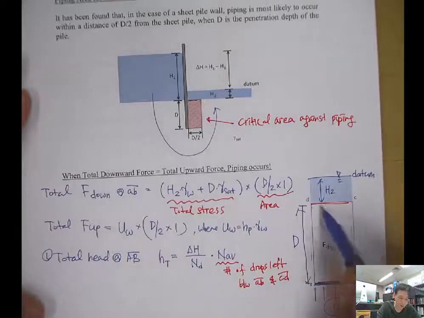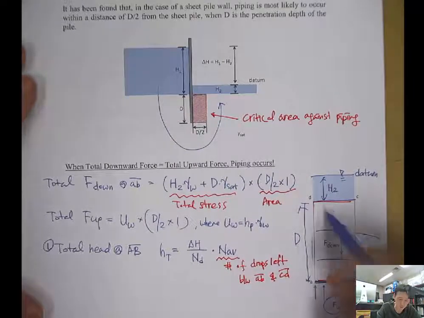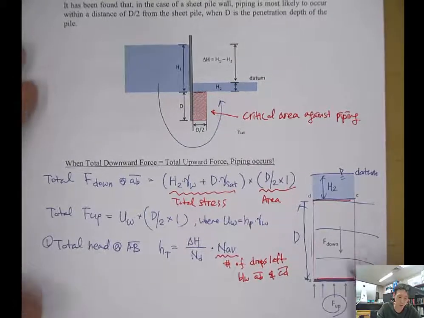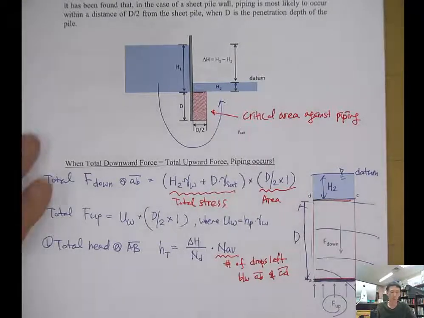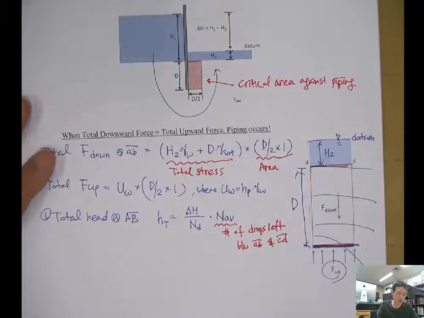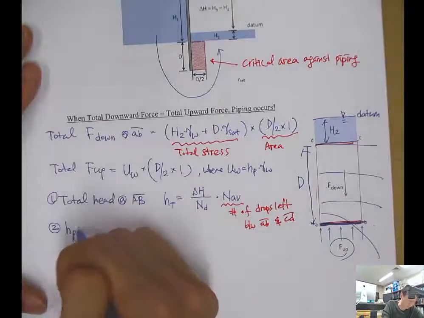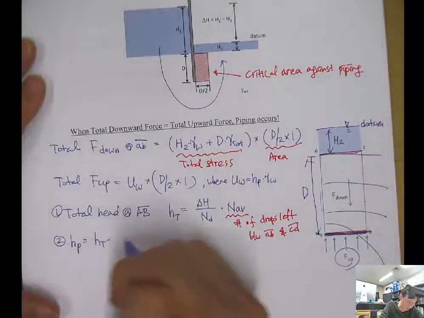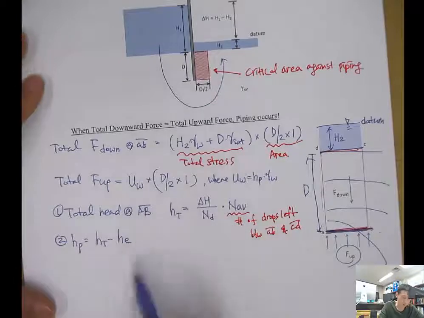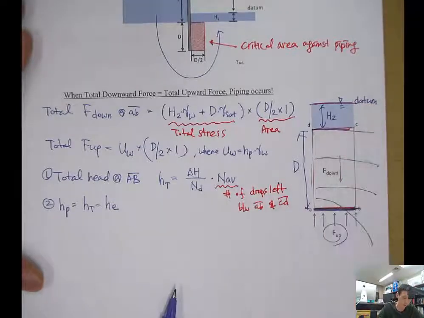So remember that here is the water exit, right? And the water is going, you know, bottom to top. So if there's this kind of equipotential drop, by computing how many drops are left, you can calculate the total head at the plane AB. And depending on the shape of the equipotential line, you may have different numbers. So you want to get the average number of drops left between plane AB and CD. Then the second is you have to get the pressure head, which is HT minus HE. So here HE is what? Here's the datum. So the elevation head at AB will be H2 plus D.